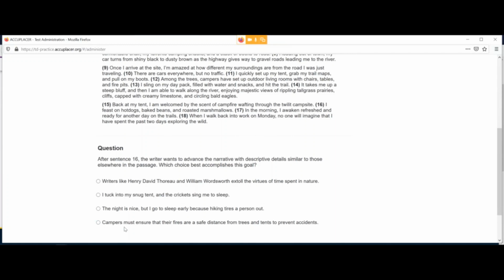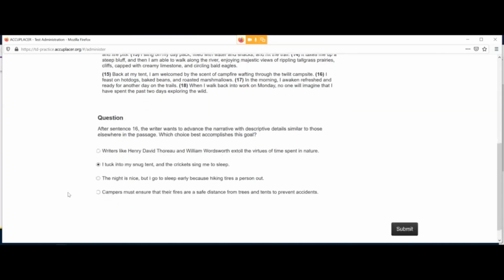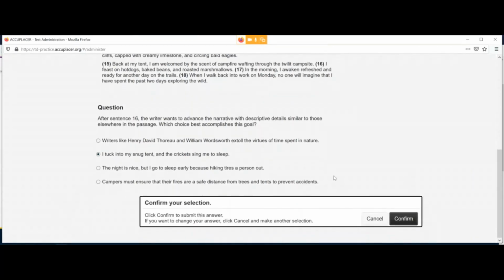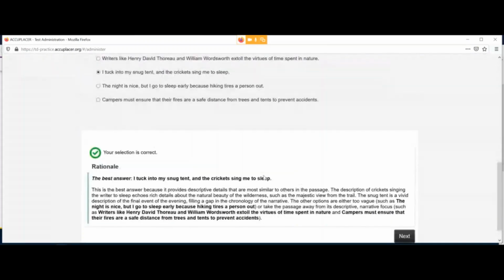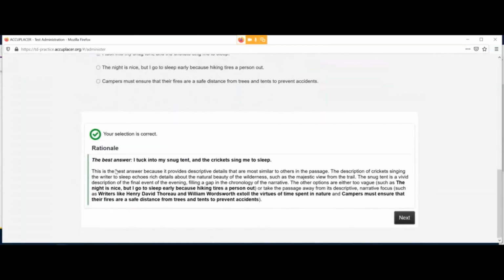And let's check the last one. Campers must ensure that their fires are a safe distance from trees and tents to prevent accidents. Okay, well, that's not really descriptive at all. That's an instruction, a direction, an admonition. That's not going to work. So my choice, and yours, whether you know it or not, will be the second one. So let's see whether the program agrees, confirm our selection, and voila, it does. Okay? All right, moving on.